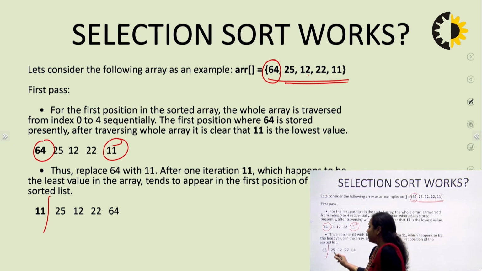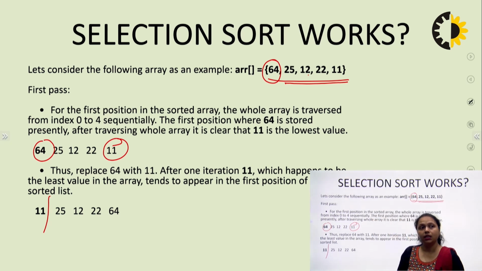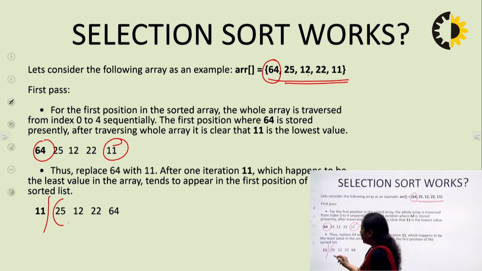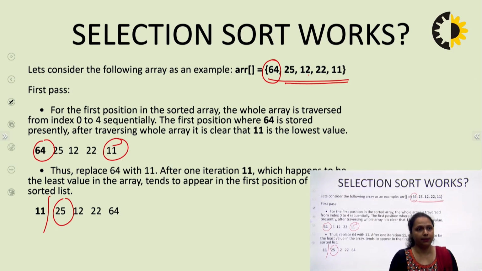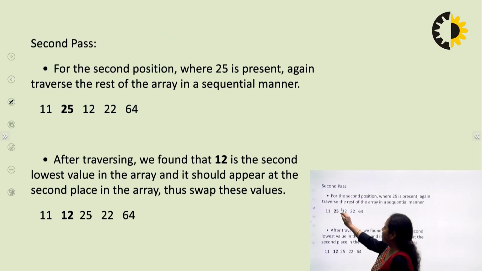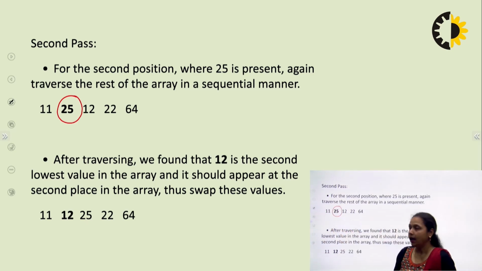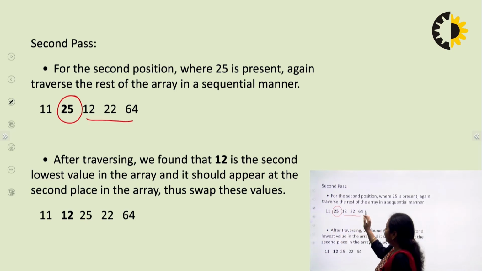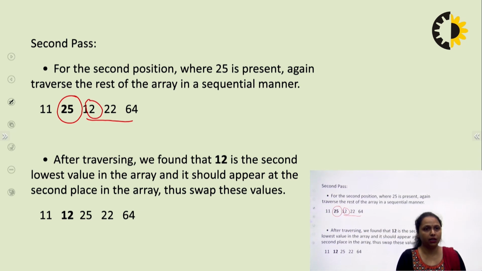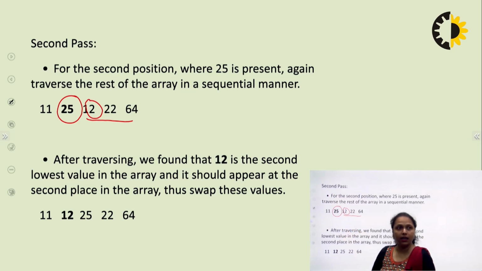This is the complete first step. Now in the second step, what will we do? We will assume that 25 is the smallest element. Again we are assuming the element present in the second position to be the smallest, and with the same process, in the remaining list we will look for the minimum one. When we assume this as the smallest and move further, we see that 12 is the minimum element. So we will swap these two elements. Now 12 is at its correct position.